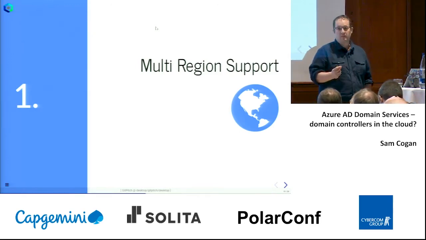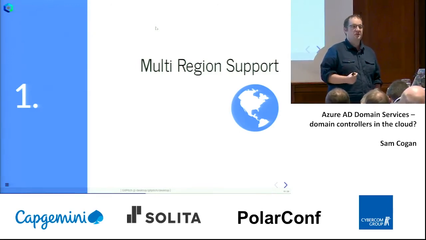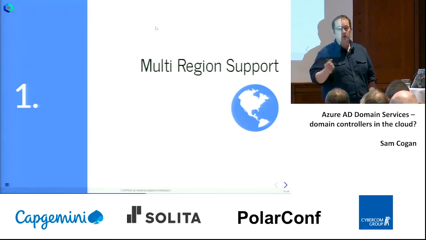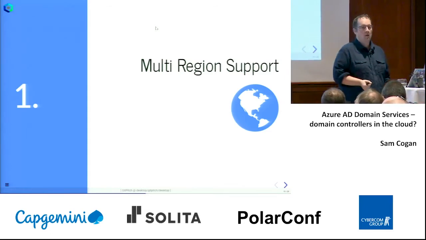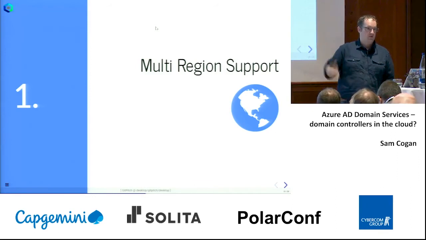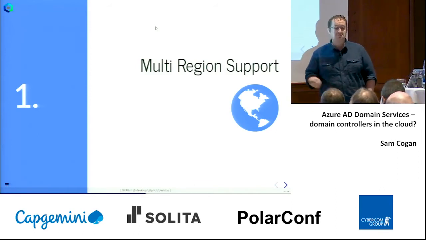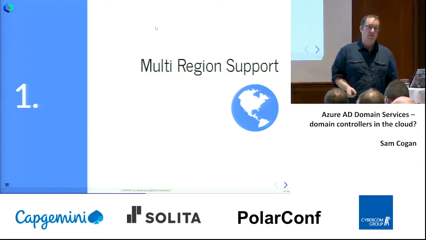You are stuck with putting them in one region. That, for most people I speak to, is not acceptable as a production service. If that region goes down, you've lost your domain. So all of the DR you might put into all your other services, if you're relying on that domain, none of it's going to work.